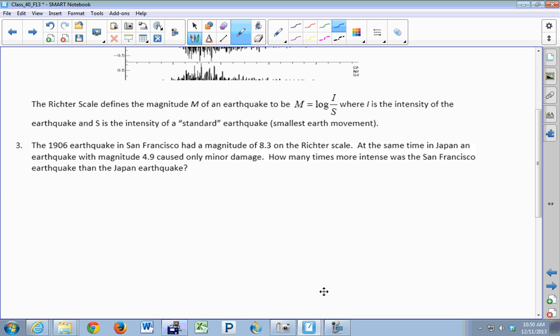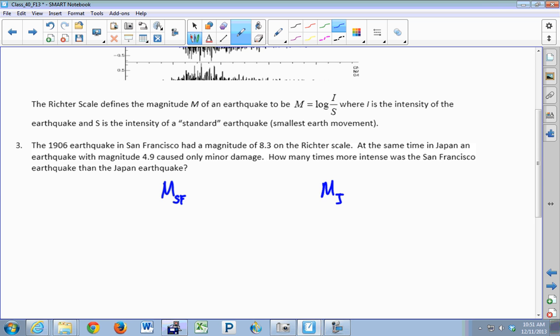Okay. So sometimes we look at numbers like 8.3 and 4.9, and we say, what's the big deal? 8.3 isn't that much bigger than 4.9. 8's not that much bigger than 5. But remember, we're dealing with a different scale. We're dealing with a logarithmic scale. So let's take a look at how much bigger the earthquake in San Francisco was, in terms of its intensity, than the one that hit Japan. Let's take a look at these two equations, and we'll just put a little subscript on them, one for San Francisco and one for Japan.